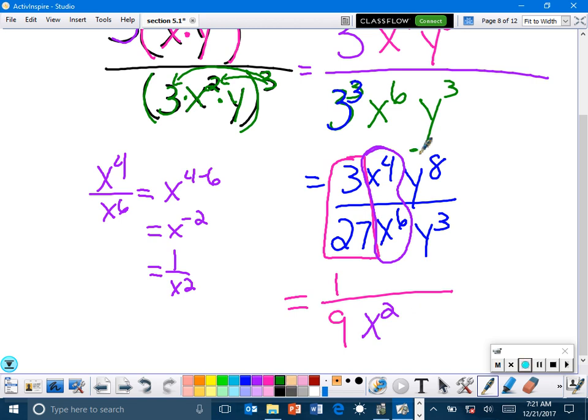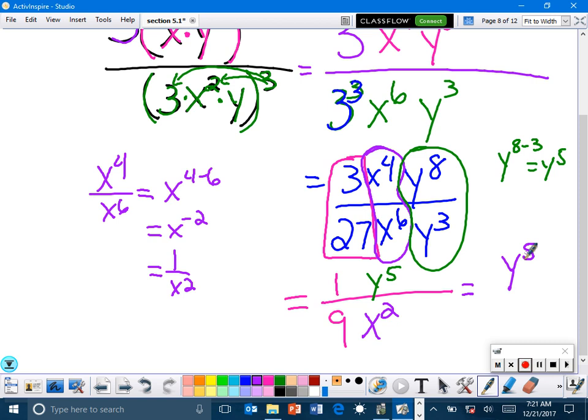And then y to the 8th over y to the 3rd. Again, I'm going to subtract, because that's what my rule says. So that's going to stay in the numerator, however. So y to the 8 minus 3, which is y to the 5th, so y to the 5th. Now, I really don't like the way that looks, so I'm going to just rewrite that as y to the 5th, I do not need the 1, over 9x squared.